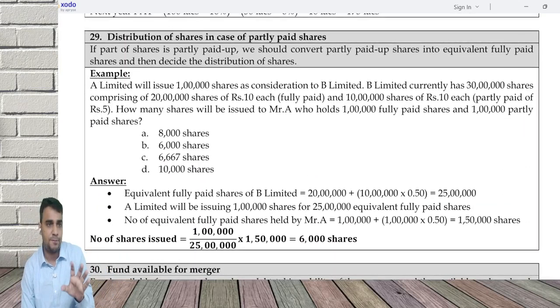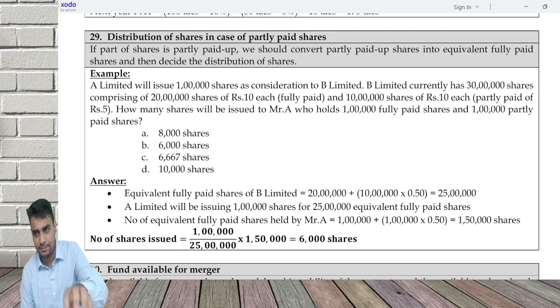Distribution of shares in case of partly paid share. You decided an exchange ratio, but what happens is, the first company, that is the TC company, has fully paid shares as well as partly paid shares. If you have any partly paid share, convert them into equivalent fully paid and then decide the exchange ratio. You will understand with the example.